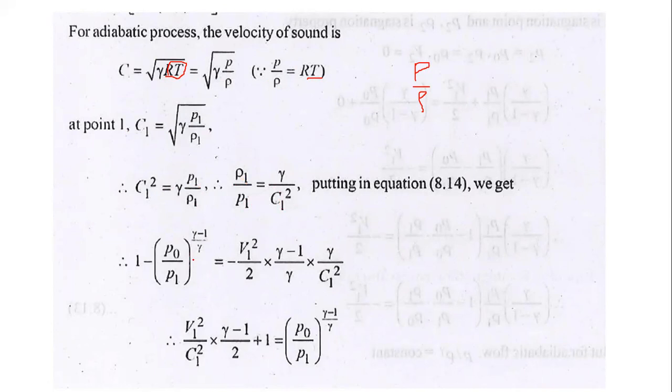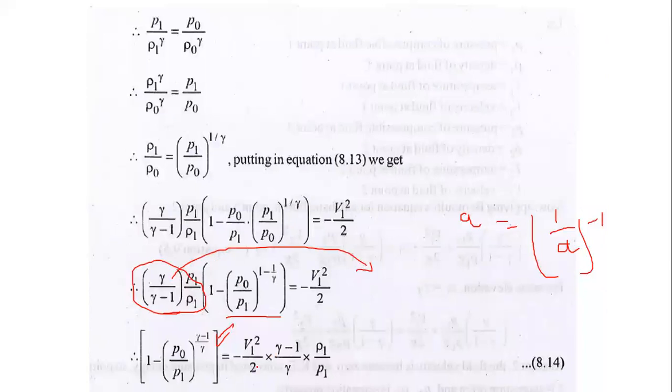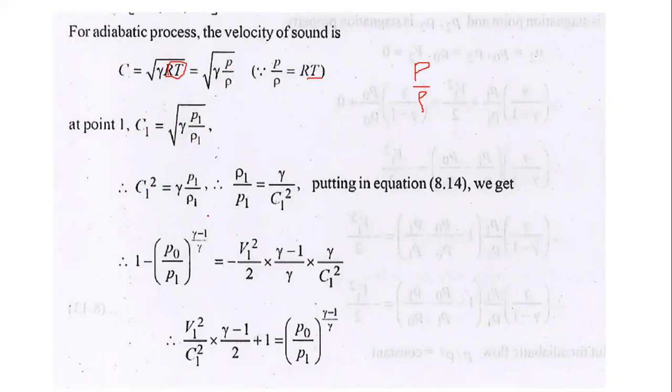So we are just converting this term, P1 upon rho 1, with this term. So we are getting 1 minus P naught upon P1 raised to power gamma minus 1 upon gamma is equal to minus V1 square by 2 into gamma minus 1 upon gamma into gamma upon C1 square. Here gamma and gamma are cancelled out. We are just transferring this to here and this term to here.